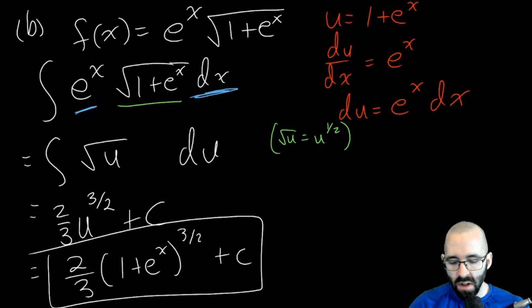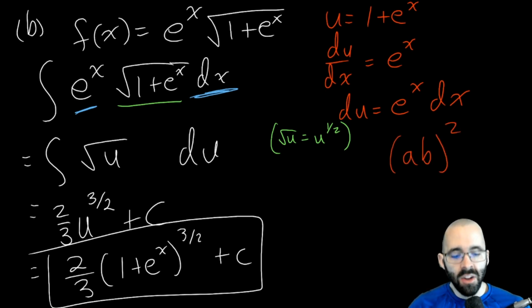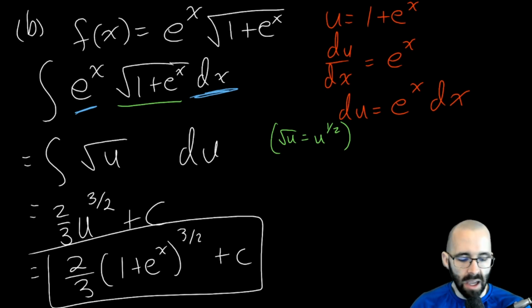Remember, you cannot distribute this exponent. Exponents don't distribute across addition. If they were multiplied, then you could put it in. Like if it were something like ab squared, then you can square both things individually if you want. But if it's a plus b, you can't. So there's nothing else we can do with this.